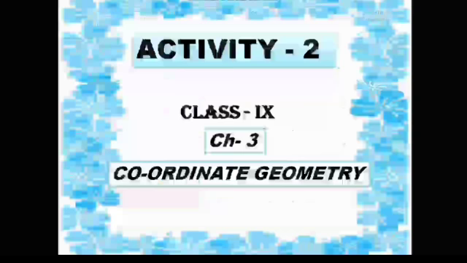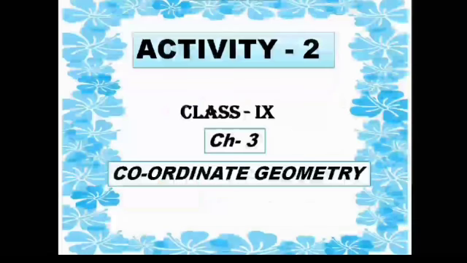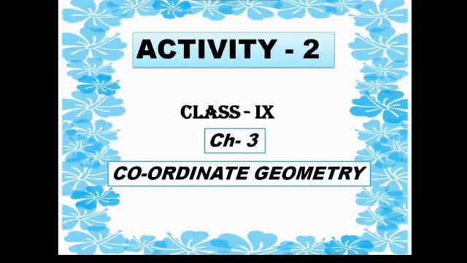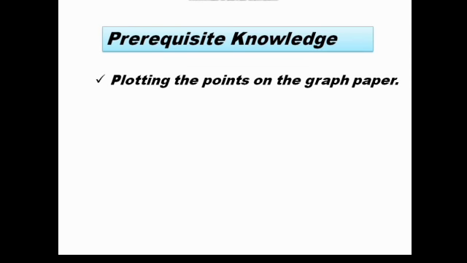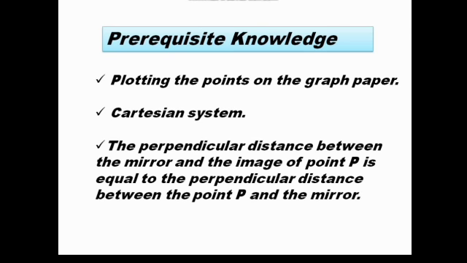Hello student, today we will do activity number 2 of class 9, which is from chapter 3 coordinate geometry. The objective of this activity is to obtain the mirror image of a given geometrical figure with respect to the x-axis and y-axis. Previous knowledge: you know how to plot points on graph paper, what the Cartesian system is, and that the perpendicular distance between the mirror and the image of a point P is equal to the perpendicular distance between the point P and the mirror.